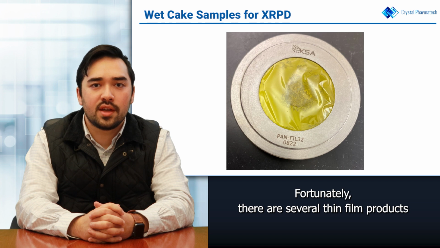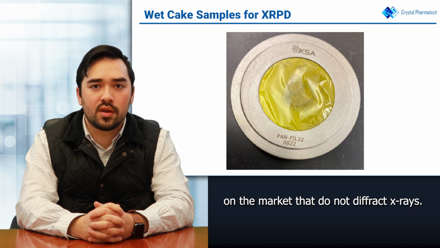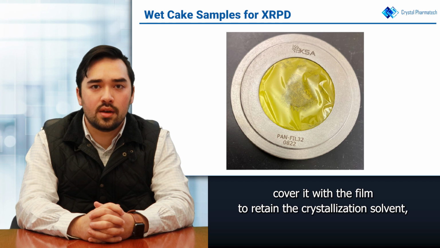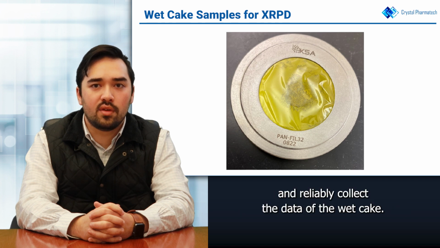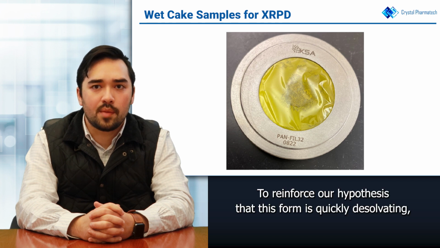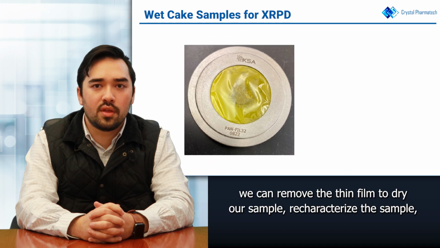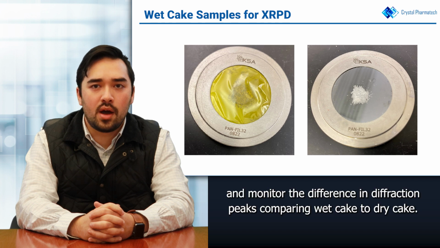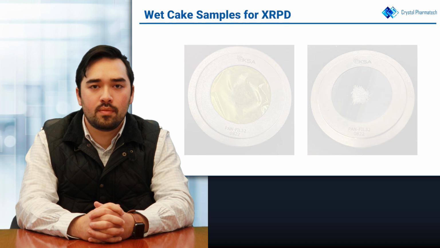Fortunately, there are several thin film products on the market that do not diffract X-rays. This means we can load a wet sample on the sample holder, cover it with the film to retain the crystallization solvent, and reliably collect the data of the wet cake. To reinforce our hypothesis that this form is quickly desolvating, we can remove the thin film to dry our sample, recharacterize the sample, and monitor the difference in diffraction peaks comparing wet cake to dry cake.